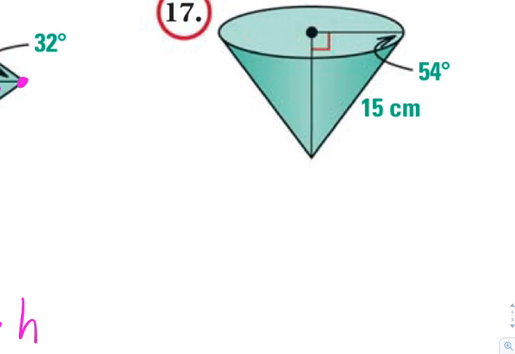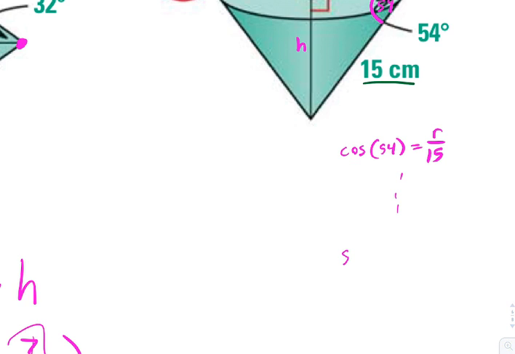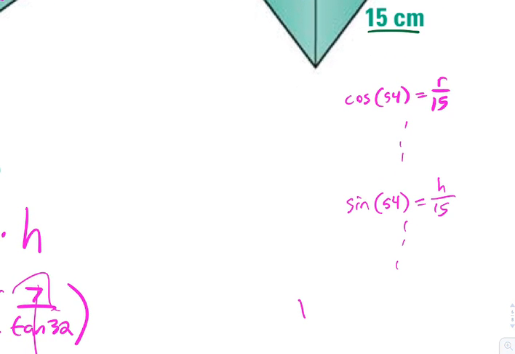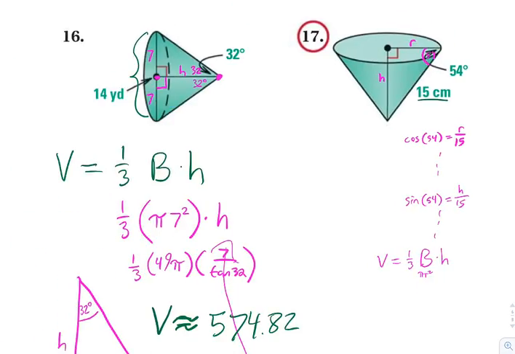Just over here, we have the slant height. So if we want to find the radius or the height, what we need to do is use that trig and say this is 54. So, cosine of 54 would be r over 15, and so on, to find the radius. We'd say the sine of 54 equals the height over 15, and so on, to find the height. And then it's V equals 1/3 area of the base, or pi r squared, times the height, right? So that's just to get you started with a kind of plan there.